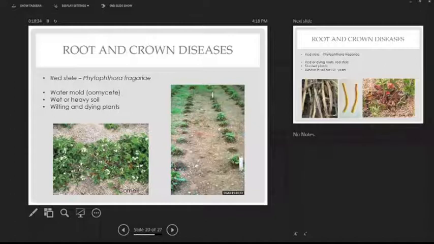And finally, red stele. This is a Phytophthora pathogen. Phytophthoras are the water molds, or the oomycetes, that need water to complete their life cycles. We see Phytophthora primarily in wet soils or heavy soils. We always recommend raised beds when planting strawberries. So this is usually the result of poor site selection.